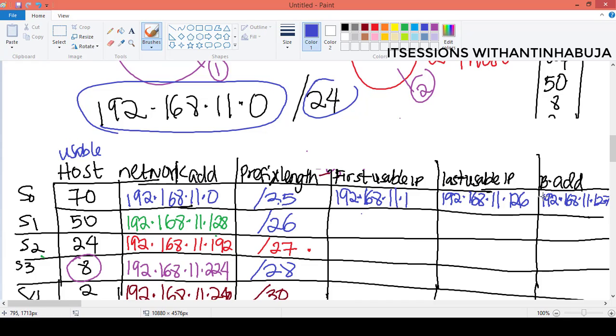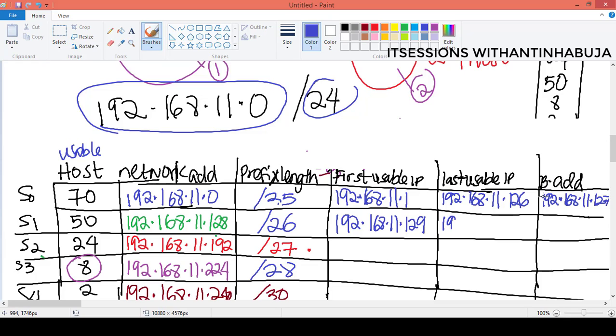Sorry, our first usable IP will be our network address plus 1. So that's 192.168.11.129 will be our first usable IP address. It's when we come to the last usable IP address that we add our increment. So our increment for /26 is 62. So we add 62 to our network address, and that's 190.